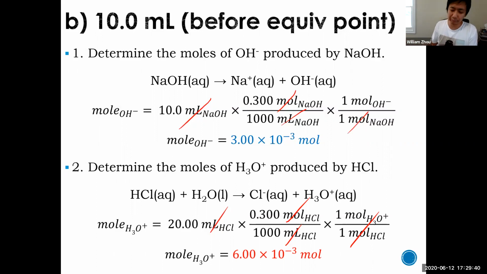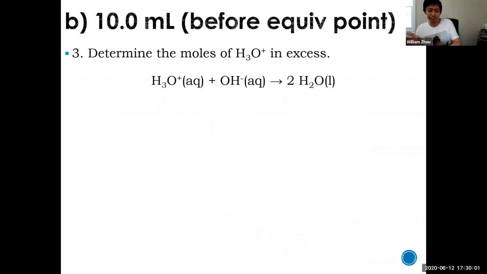Who's bigger? Obviously the 6, right? 6 is bigger than 3. You have more hydronium than hydroxide, which makes total sense. You didn't reach the equivalence point. Okay, that means you didn't add enough base together. Of course, there's going to be more acid. So now, next step, you subtract them.